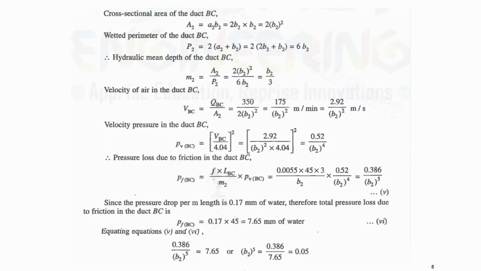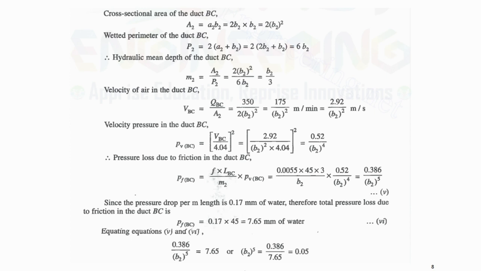Now we have the flow rate in BC and area, which is A2B2, which is 2B square. Now the wetted perimeter is 6B2 and A2 is equal to B2 upon 3. Now velocity at BC is Q upon A, which is 175 upon B2 square. We can also write it in meter per second, which is 2.92 upon B2 square meter per second. Velocity pressure in the duct BC, PVBC, is equal to VB upon 4.04 whole square. After putting all the values, we get PFBC equal to FL upon M PVBC.